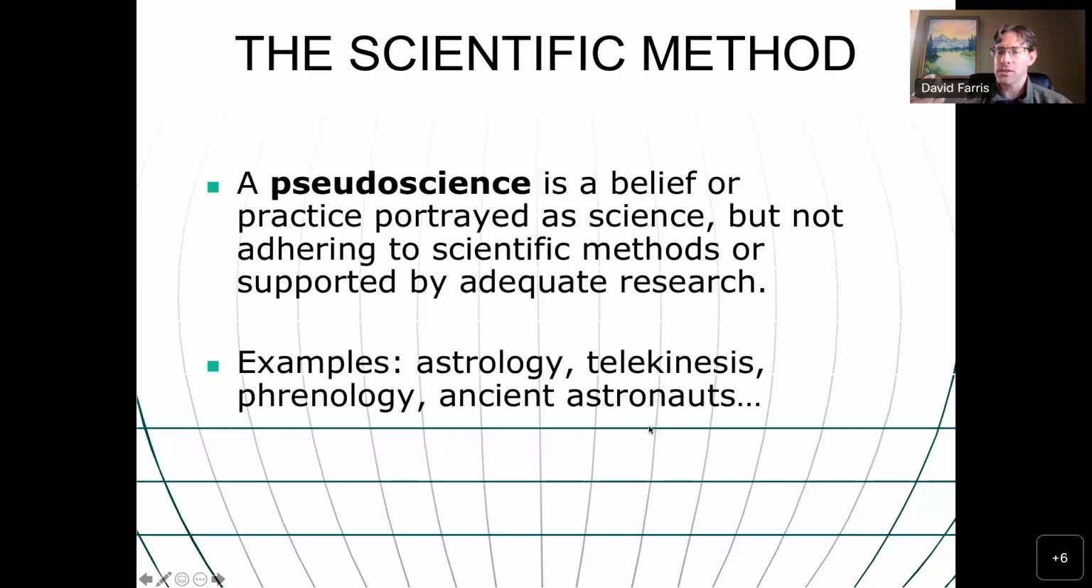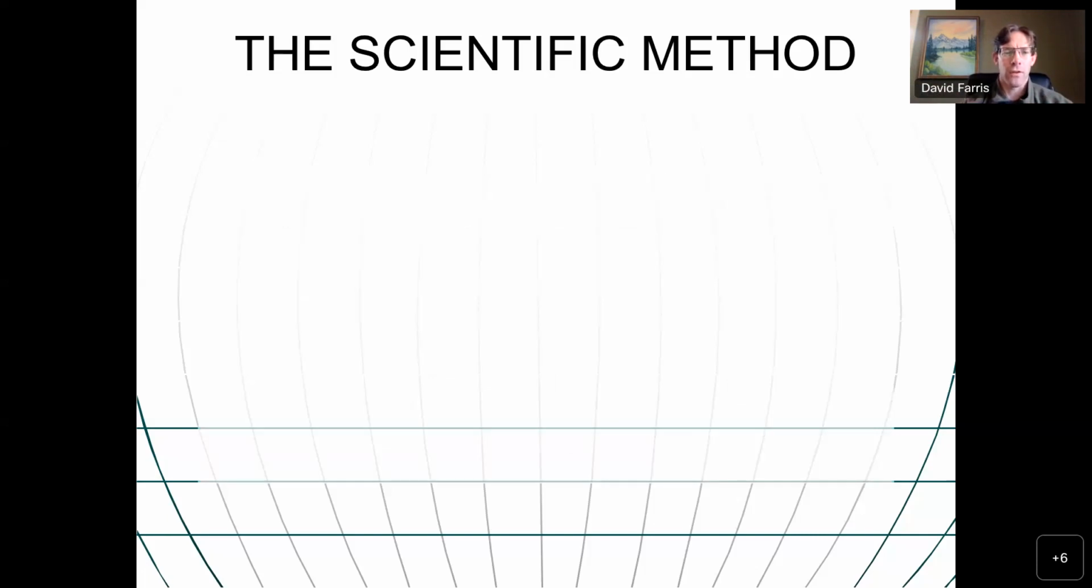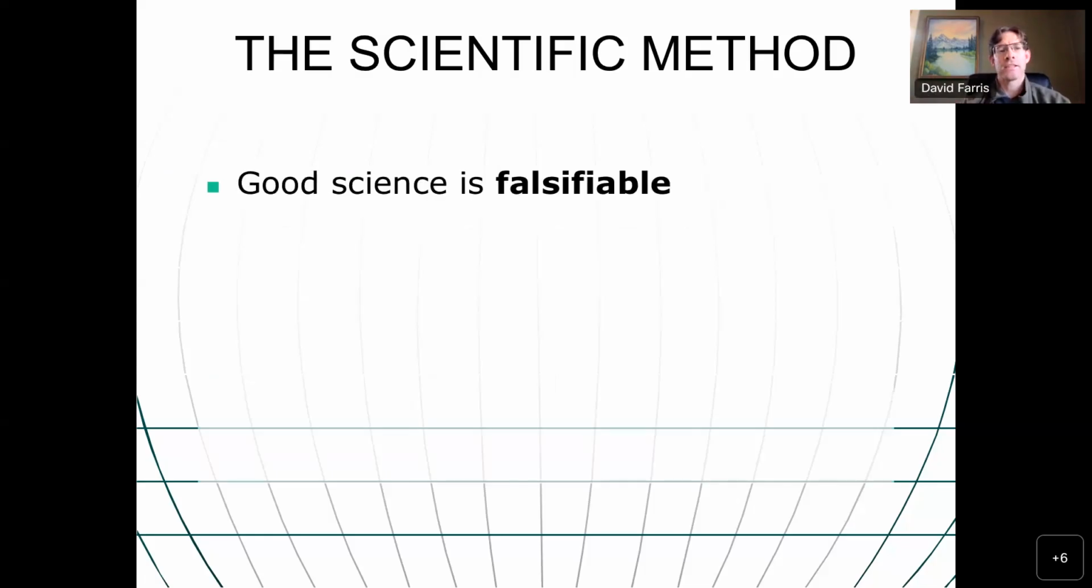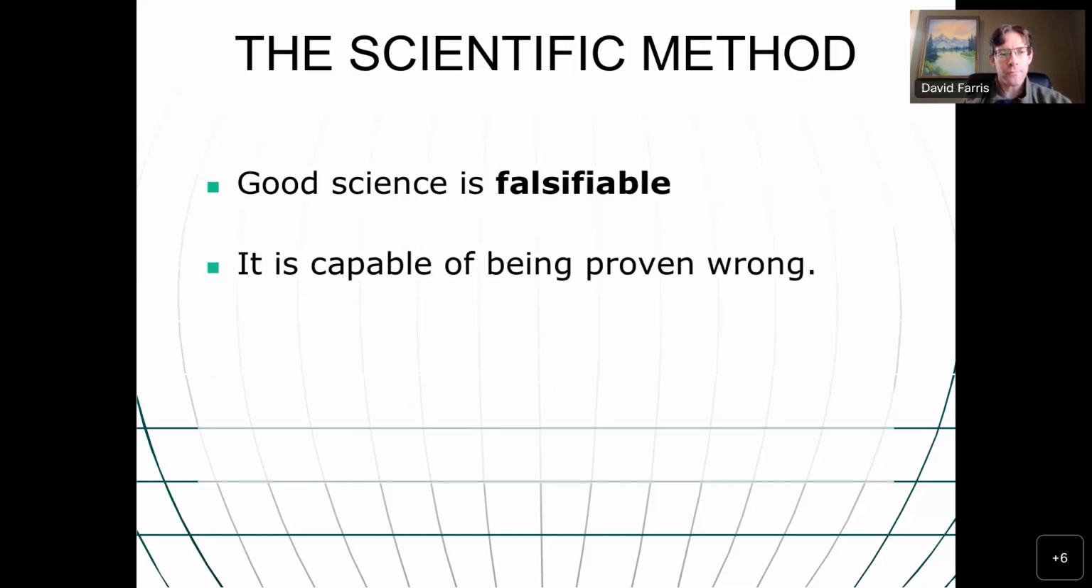These are sort of pseudoscience, things that do not follow basically the scientific method, but cloak themselves in some of the language of science. And so you need to be careful for distinguishing science from pseudoscience. And how you do this is that good science must be falsifiable. And so this is really sort of a key thing here. It must be capable of being proven wrong.